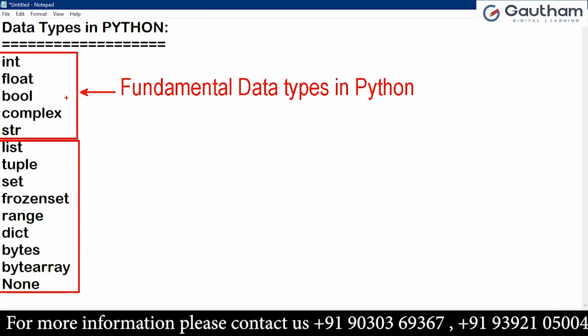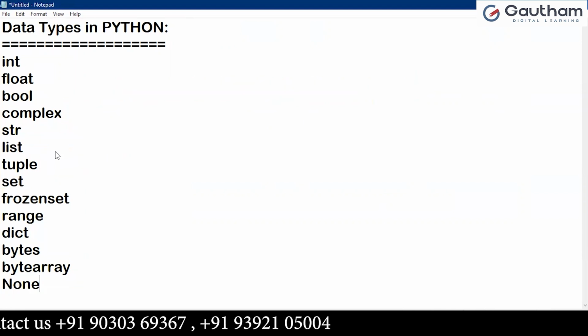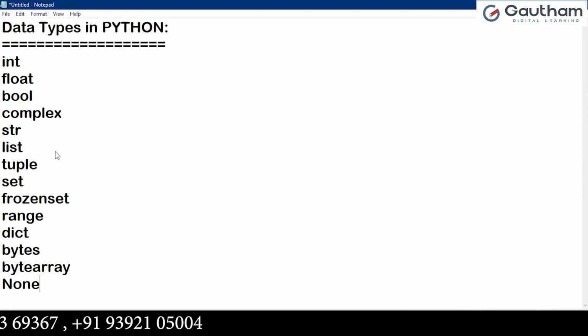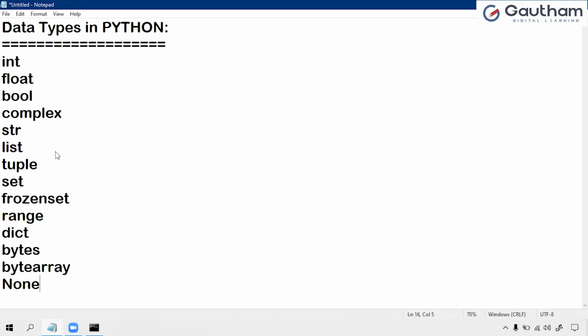What are the fundamental data types in Python? First, integer. We can use the integer data type to represent whole numbers, that is, integral values, like a equals 10, 20, minus 200, minus 500. These types of values we can consider as integers. Also, integer is an immutable data type, so it is not possible to change the value in the existing location.